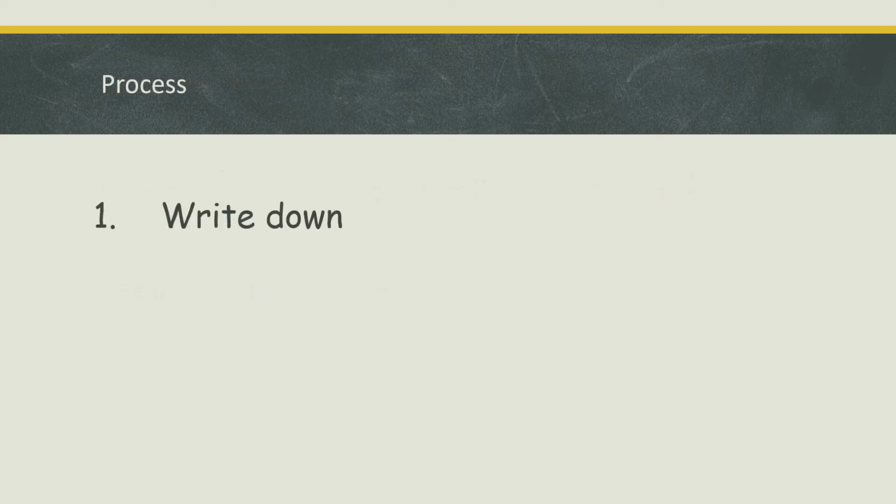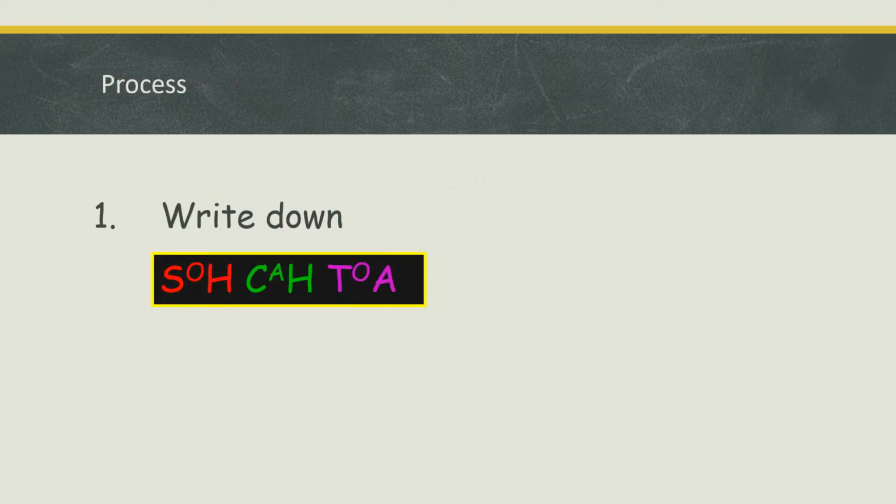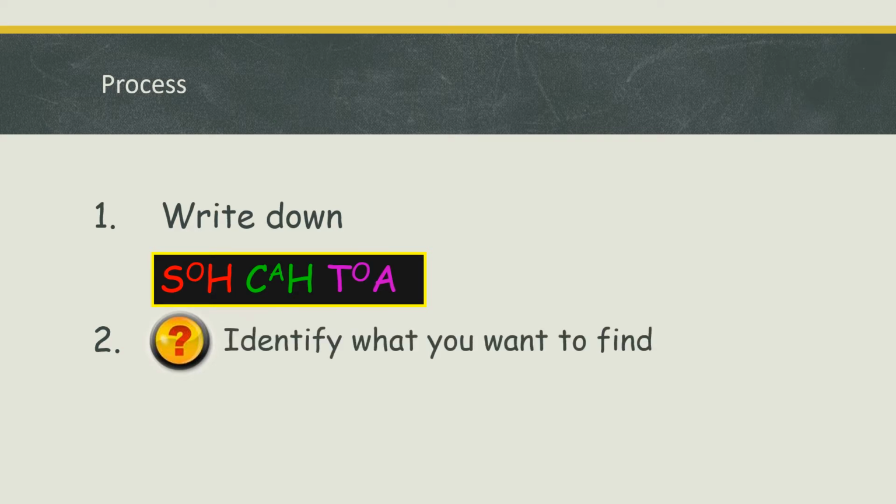So the process is to write down SOHCAHTOA and then put a question mark against anything that we're looking for. We need to identify what we want to find, and then we're going to tick what we know.